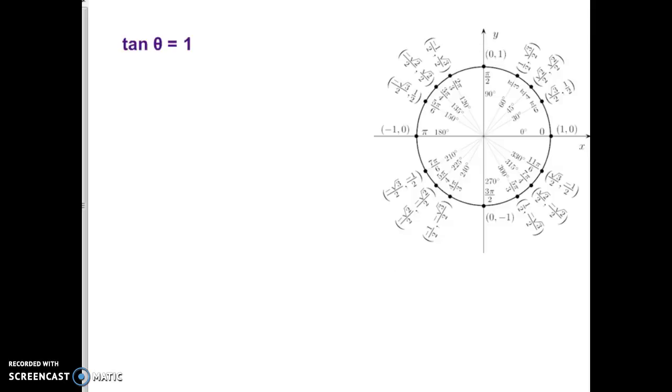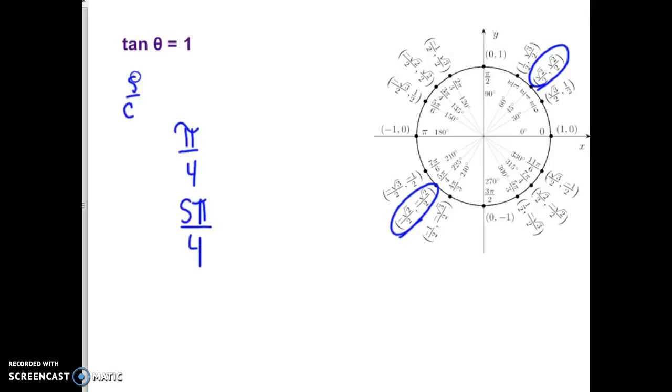So then we found, in M4, where's the tangent of theta equal to 1? You have to remember that tangent is the sine over the cosine. So where is sine over cosine a positive 1? That would be here, and down here when I have two negatives. So my answer would be pi fourths and 5 pi fourths.